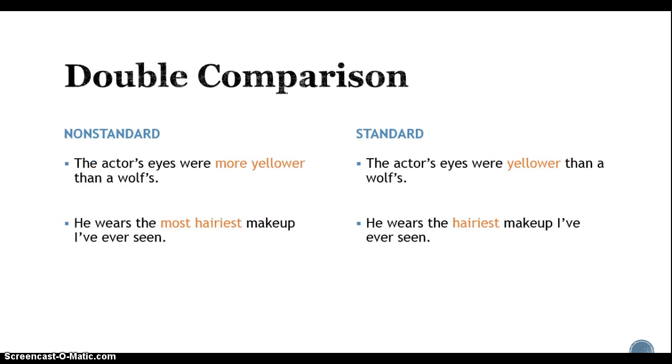So here's the standard, or the correct version of our comparative sentence. The actor's eyes were yellower than a wolf's. We don't need the word more and the suffix ER. Here's our other example. He wears the hairiest makeup I've ever seen. Again, we can take out the most because we're using EST already. Don't use both. Those are never, ever correct.